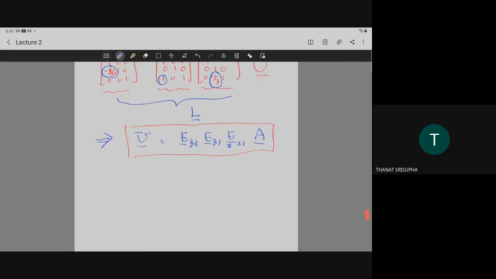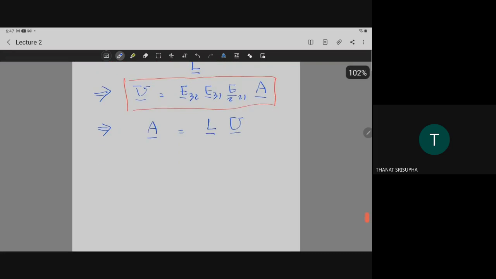Okay, so if I go back to here, that means when using the Gaussian elimination, we can decompose A into L multiplied with U. But in MATLAB, you can use the command called LU. You can just do it like this, [L, U] equals LU of matrix A.